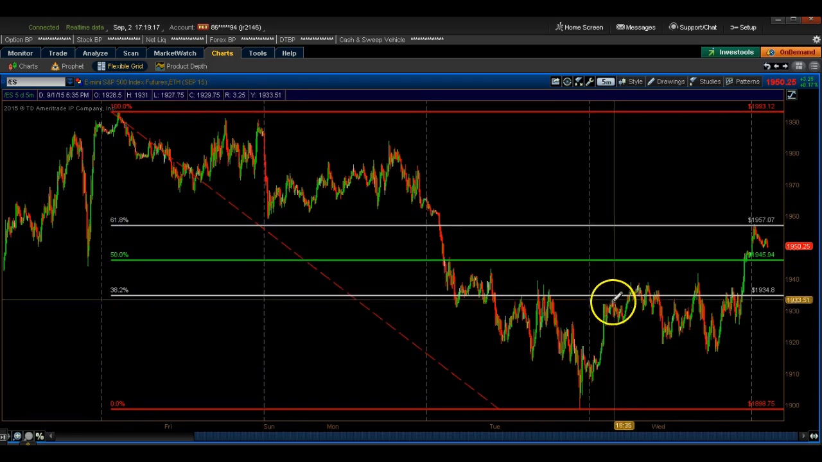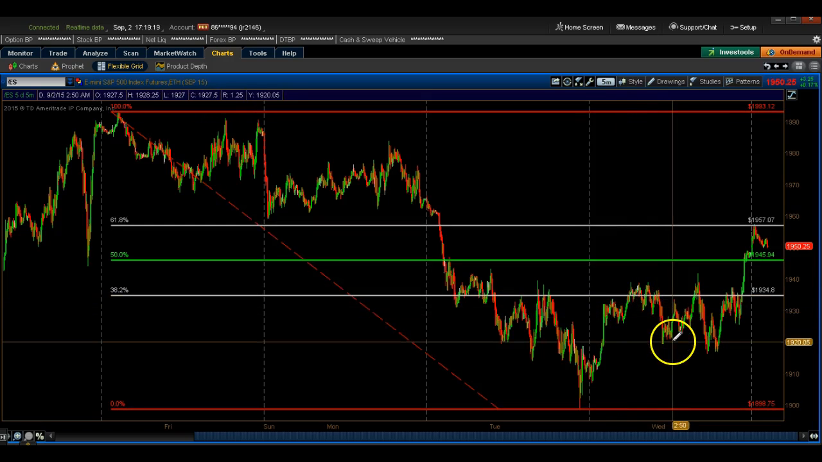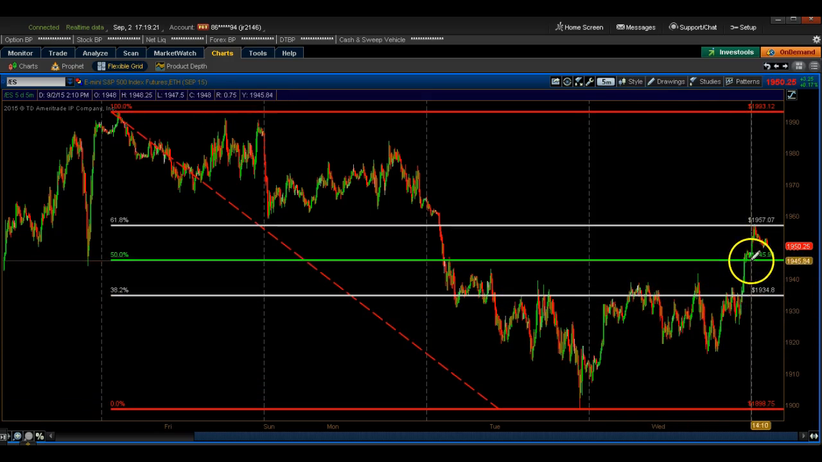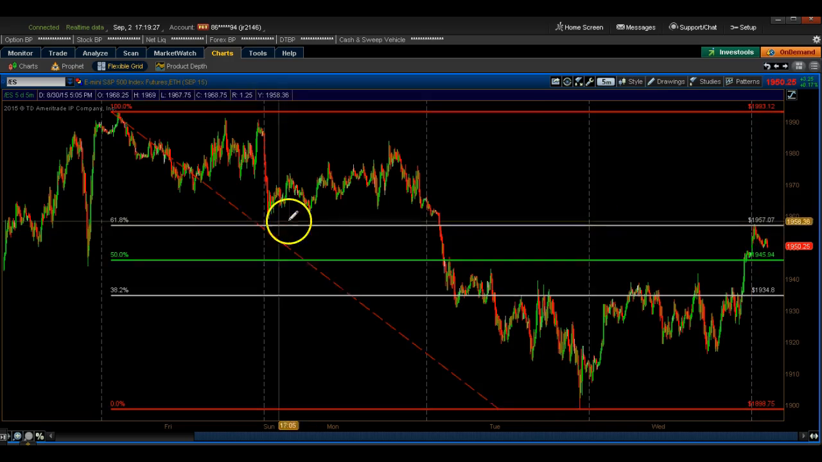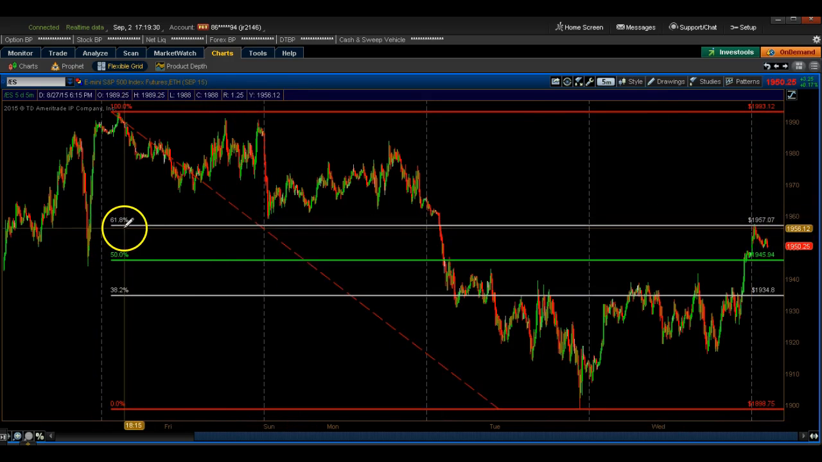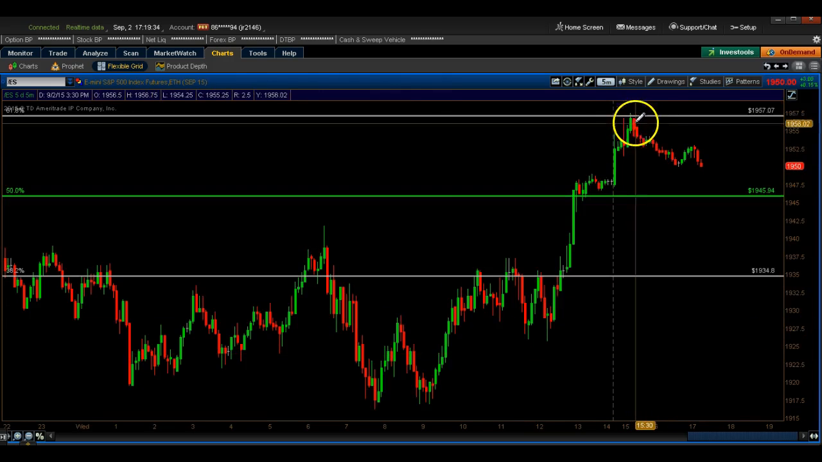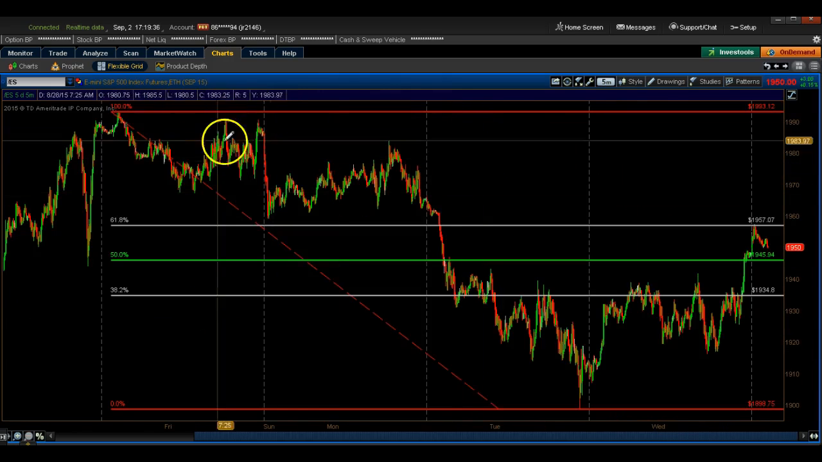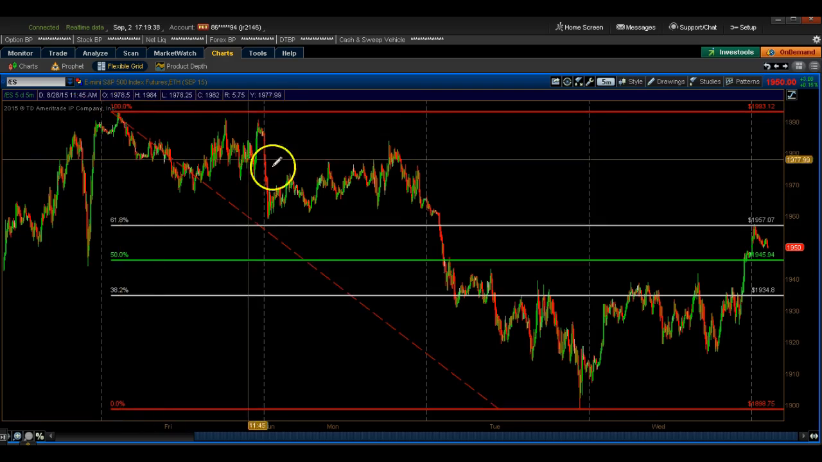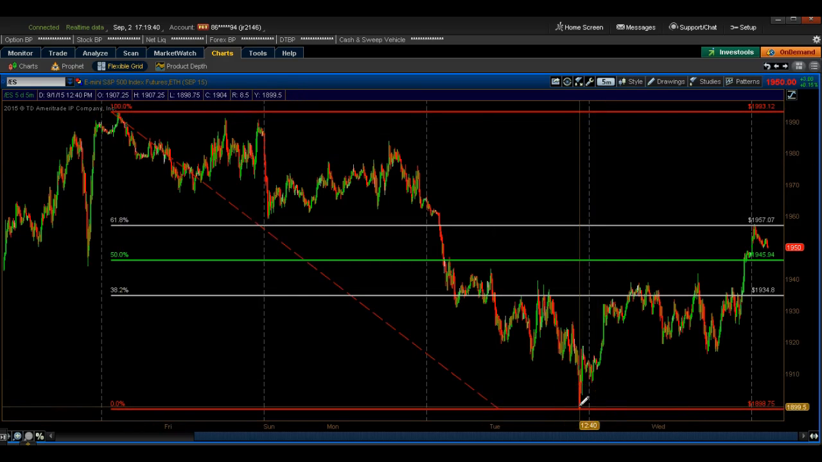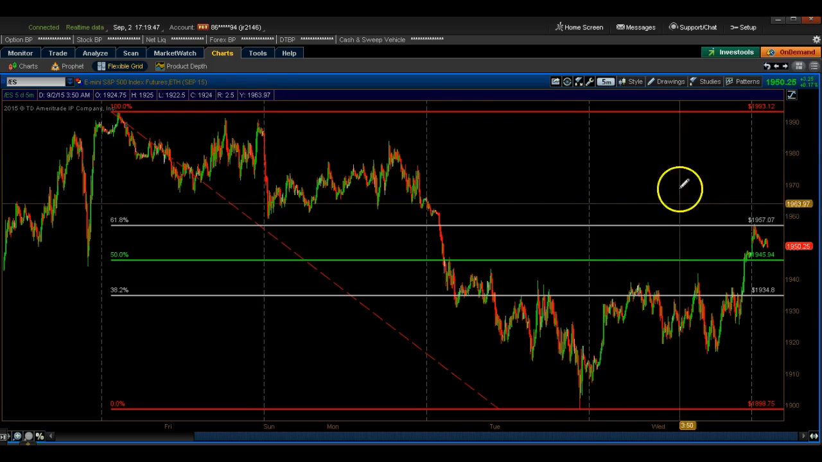Price rallied right to the 38% and we pulled back. Went to the 50, okay? And now it's kind of just stalled right there. Went exactly to the 61%, the 61.8%, and look at what price has done, literally to the tick. And all I did was Fibonacci from the high to the low. So I don't want you to think I'm making this up, I'm manipulating the charts. I'm not.